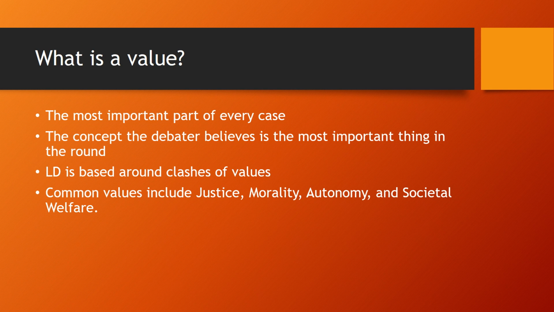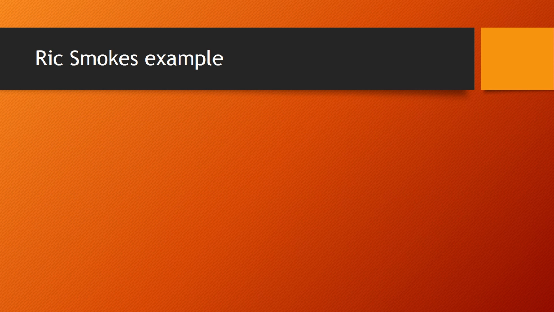So let's give an example of how a values debate would work, and we're going to use the example my coach taught me, and that's about him smoking. So Rick used to smoke a lot. He probably still does. And Rick used to argue with his mother about his smoking. She used to state that it was unhealthy for him to be smoking, and he needs to stop smoking because it's unhealthy. This didn't appeal to Rick because Rick didn't care about health.